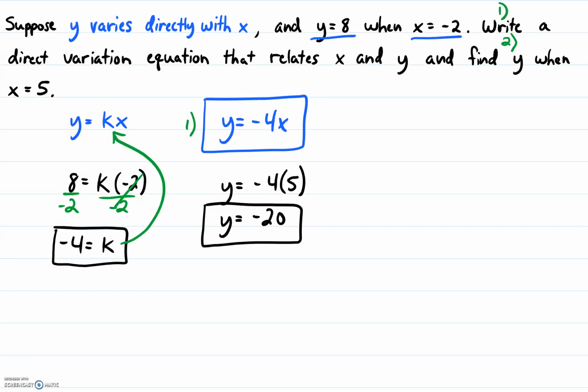So using what we found for the first part, in the second part, we're just going to put a 5 in the place of x. And we're going to solve for y to get y is equal to negative 20. And that's it.